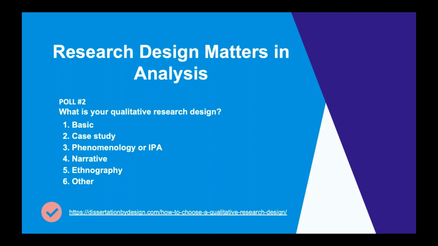So design matters. What we choose and justify is important for our research. It matters in chapter 4, and obviously chapter 3 because we have to describe it, but chapter 4 really gives us the structure that we need to be thinking about when we're getting ready to write up our findings. So here's our second poll. What is your research design? Basic qual, case study, phenomenology or IPA, narrative, ethnography, or something else?